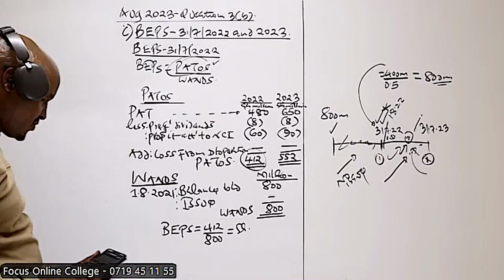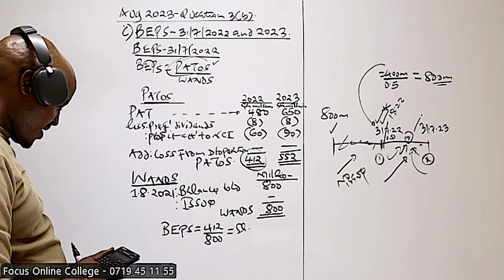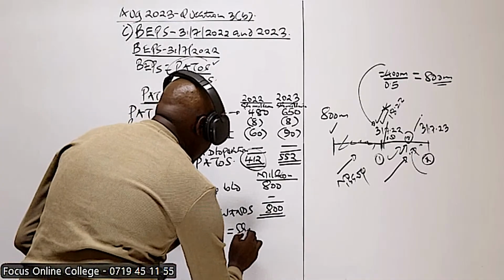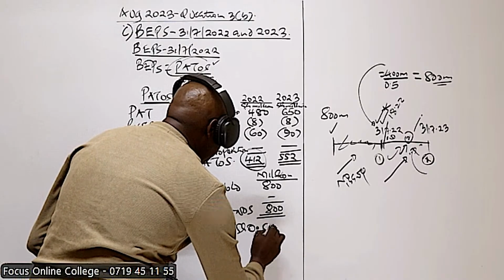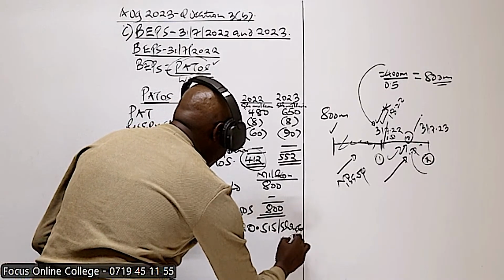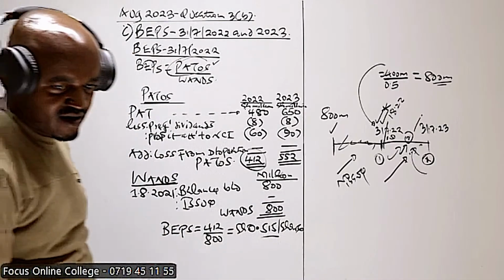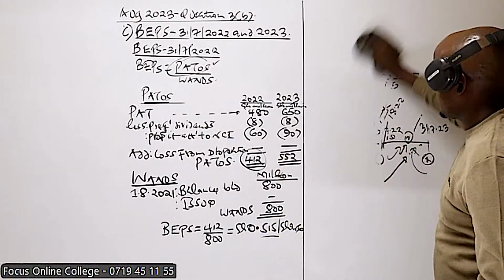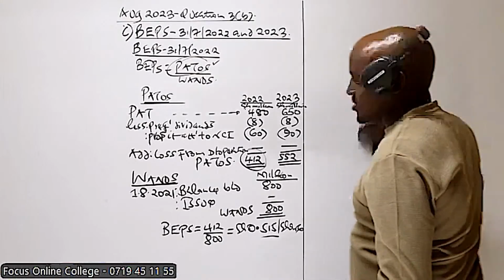Let's try to add it so that we finish on time. We have 412 divided by 800. And basically this will give us 0.515 per share. Per share. Is that what you're getting?